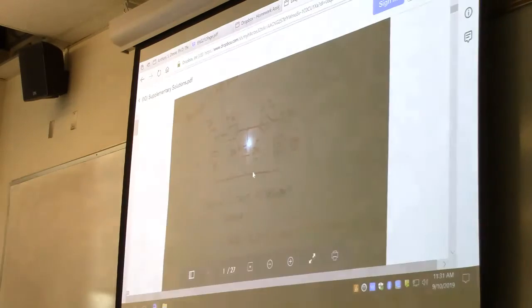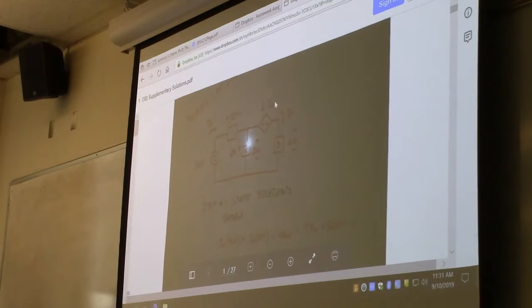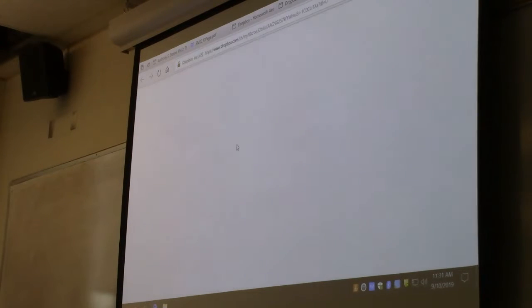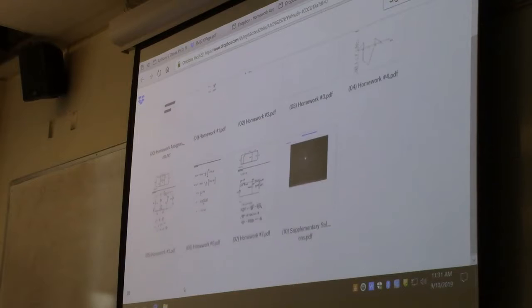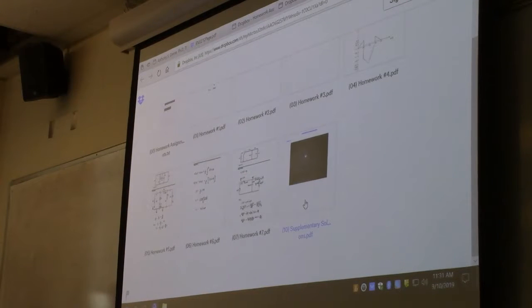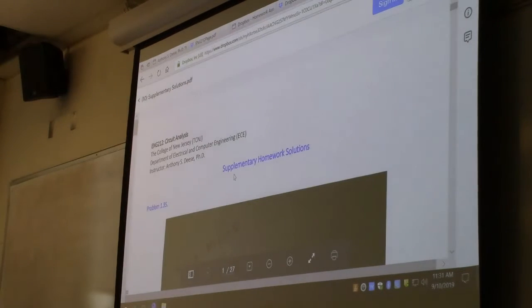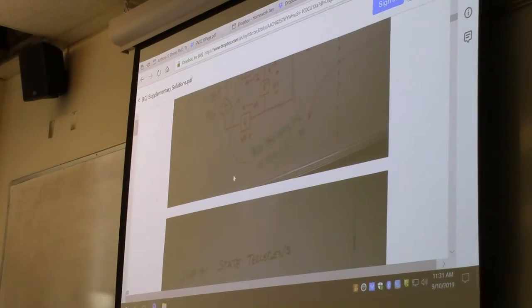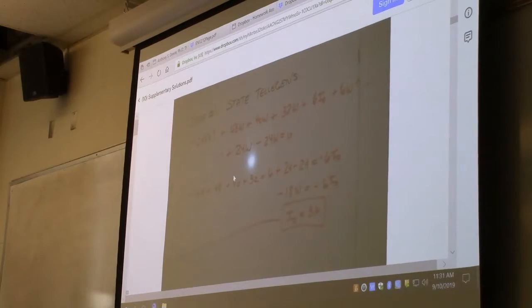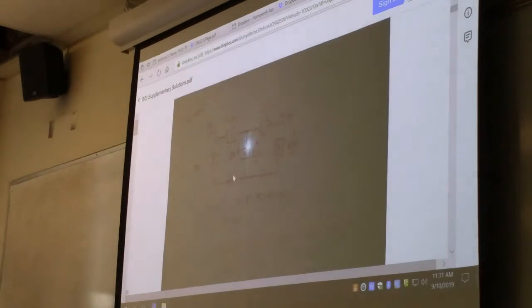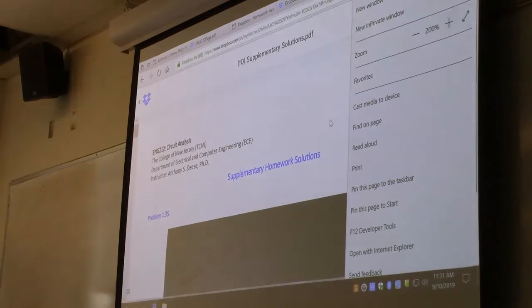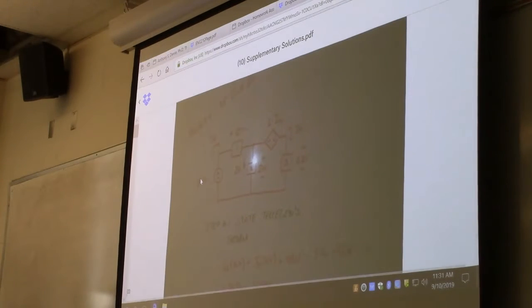So one thing is if you go to the homework solutions, you'll see there's a document down here called supplementary solutions, and that has solutions to some of the harder homework problems. And so we've already gone over 135, but I can use this to... Can I make this bigger? Guess not. Okay.